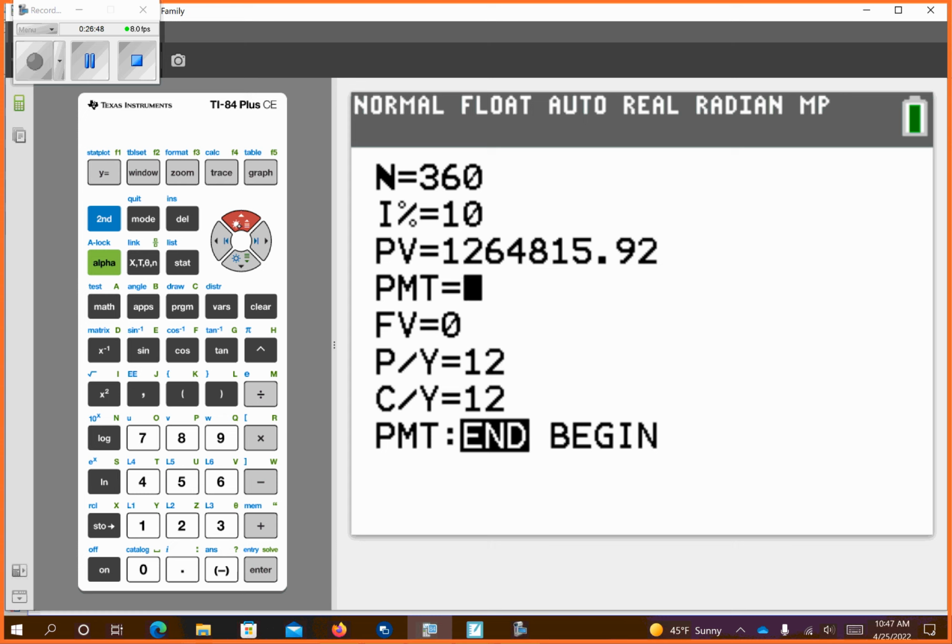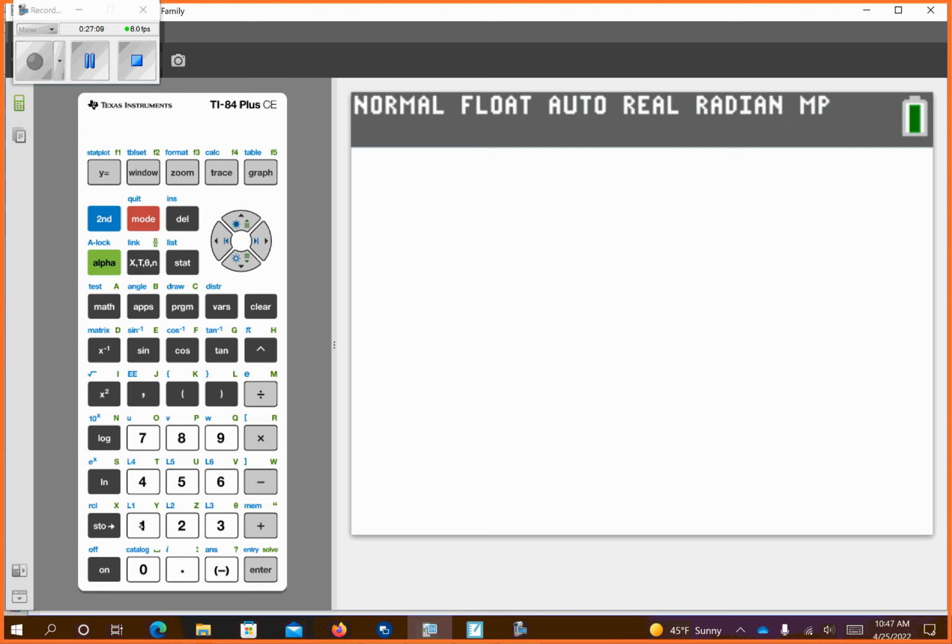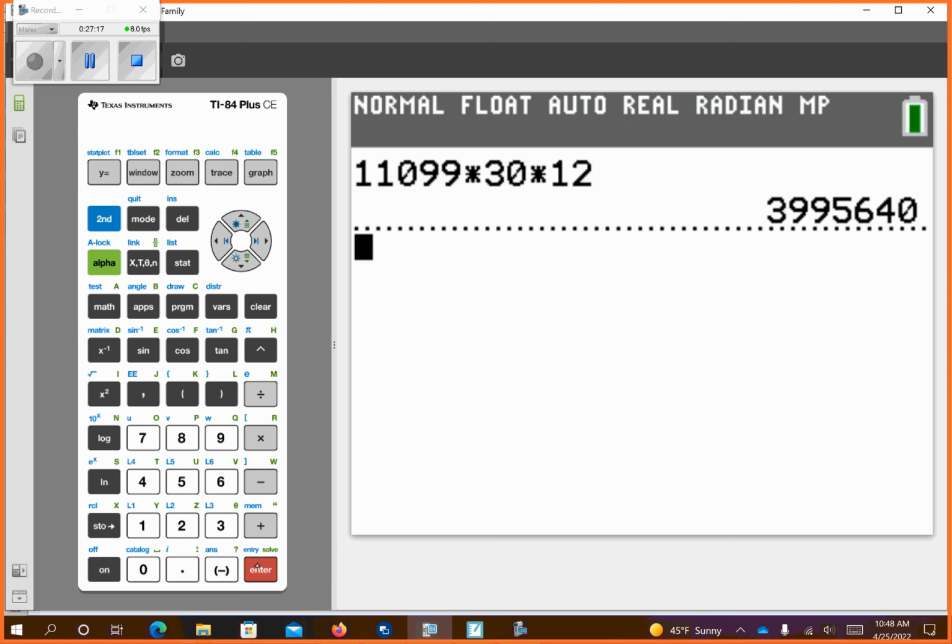So now, this is how much I'm going to get a month from age 60 to 90 on my original $96,000 investment. So friends, you're going to get $11,099.66 a month. So let's just do this. 11099 times 30 years times 12 months. So your original $96,000 investment on the payout of your investment earned you almost $4 million.